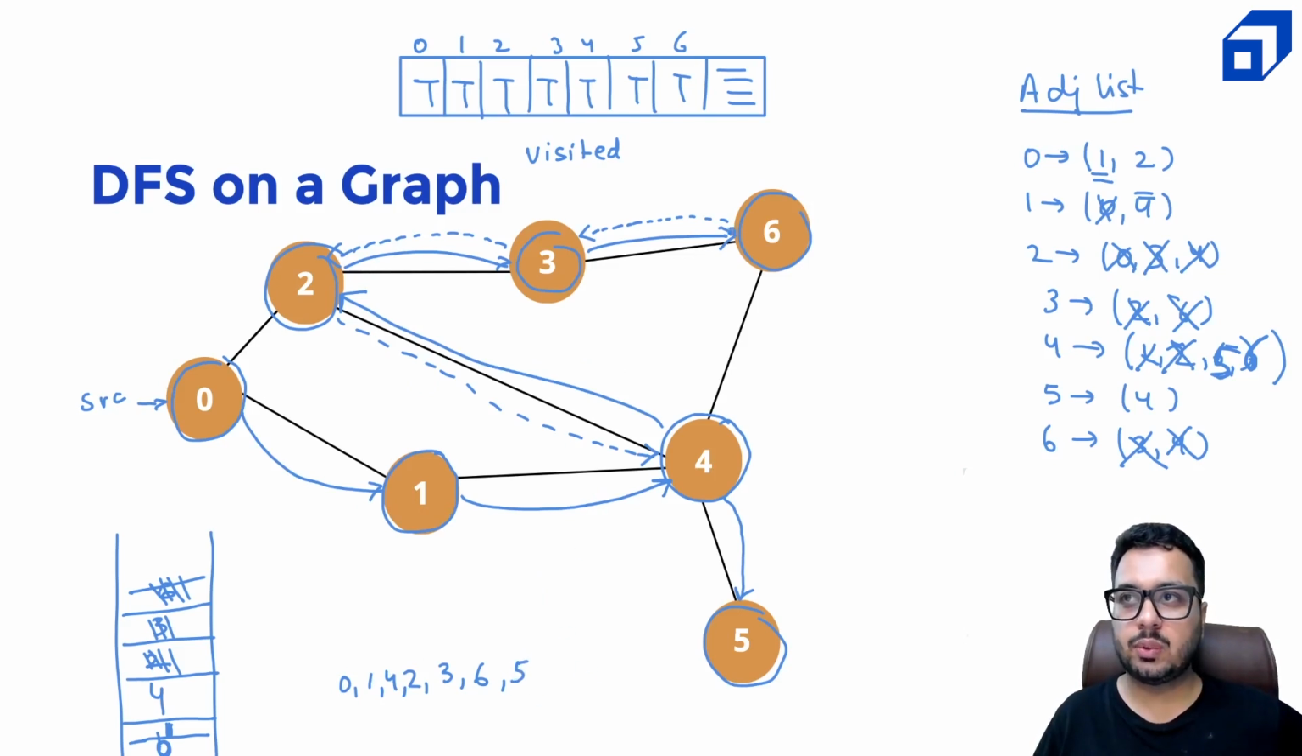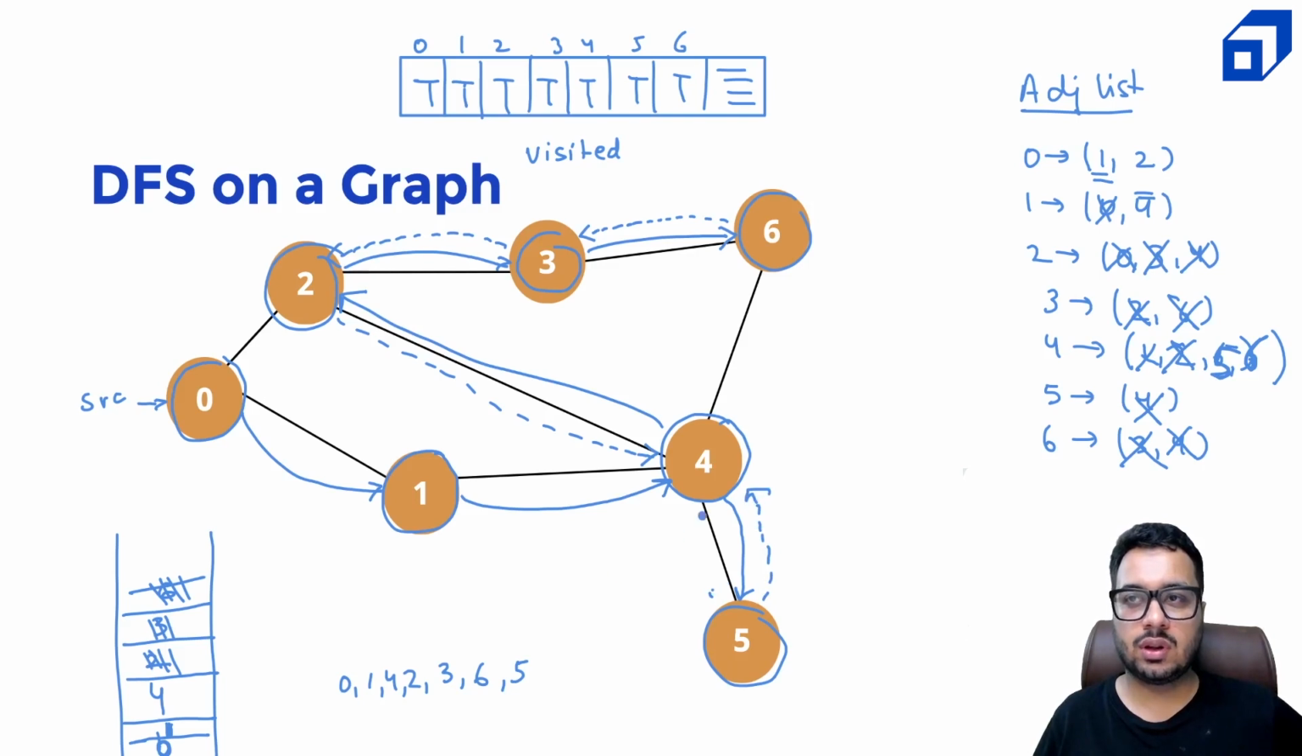You're now visiting 5. From 6, you come back to 3, you come back to 2, come back to 4. And now 4 will say, okay, 4 has a neighbor that is 5. It is not yet visited. It will go and visit it. And 5 will say, okay, I can only go to 4, but 4 is visited. Hence, I will go back. So it will simply return.